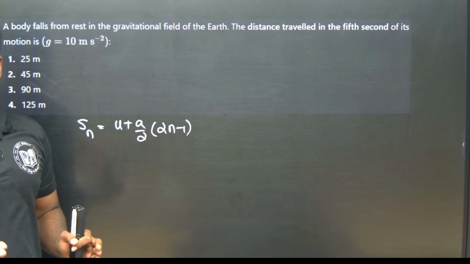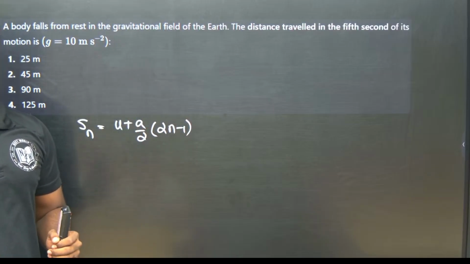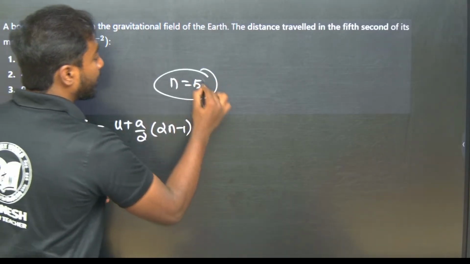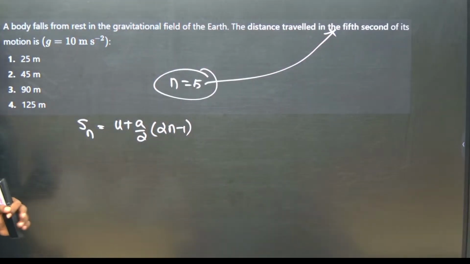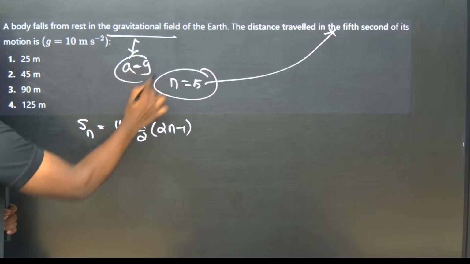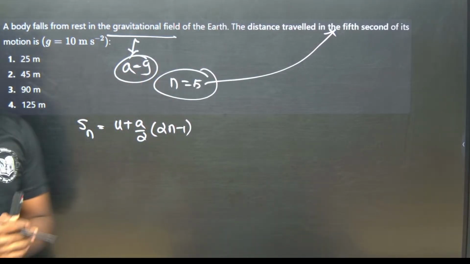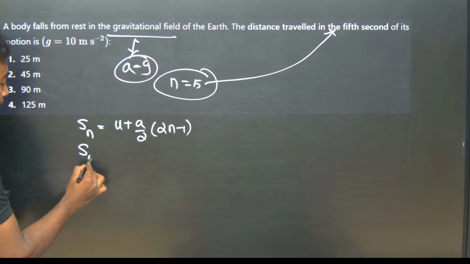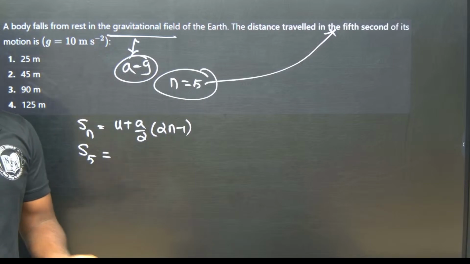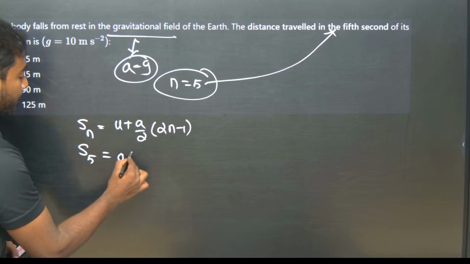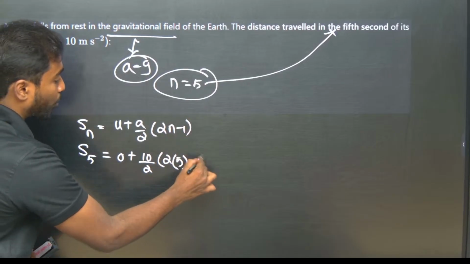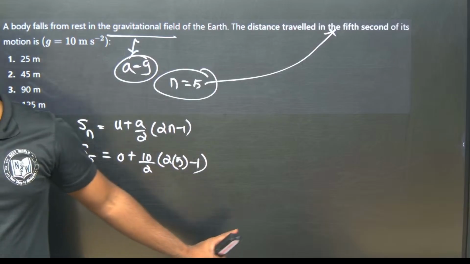5th second, no? N is nothing but t. St is equals to u plus a by 2 into 2t minus 1. Let me consider n is equals to 5, that's what they have mentioned here. What is g? G is a. A is equals to g, gravitational field, gravity. Now I can write s 5th second is equals to u is 0, rest, 0 plus 10 by 2 into 2 into 5 minus 1. Done, no? Any doubt in this case?